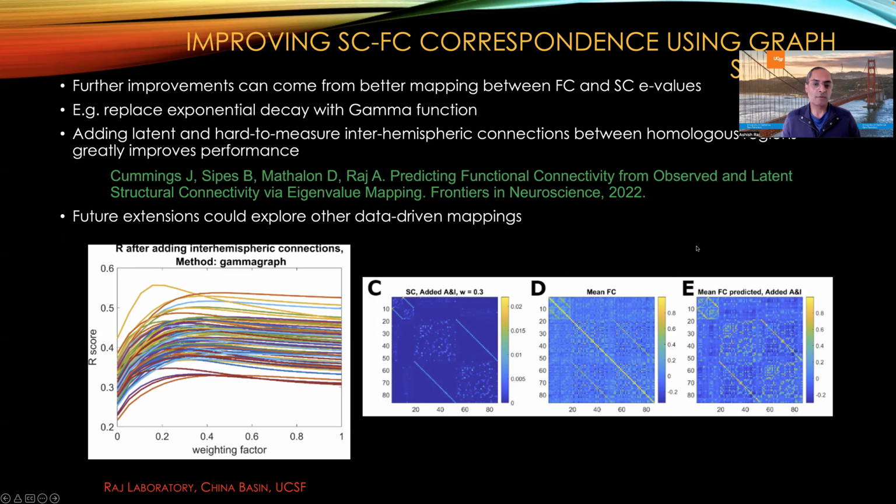So to address this issue, we hypothesize that perhaps there are latent interhemispheric connections between homologous regions in the structural graph. And I'm showing you the left plot here, what happens if you keep adding a little bit more and more of these latent connections from left to right. And you can see as you keep adding some weights, your model performance starts going higher and higher until it plateaus. So you don't want to add inordinate amounts of this connectivity, but a small amount helps tremendously. And the same is shown here in the matrices shown in heat map below.